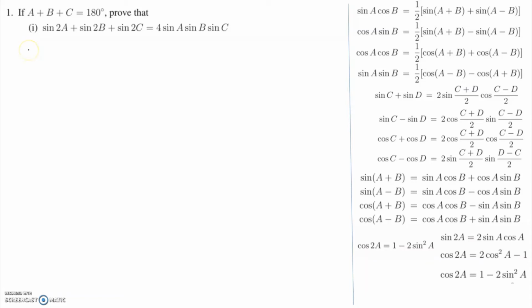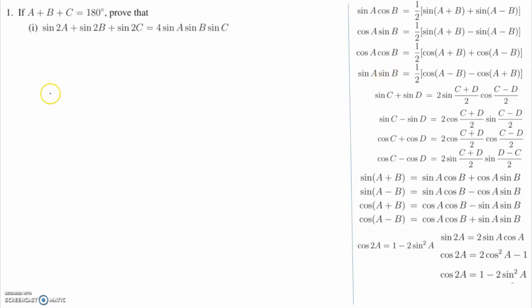In this video, we will solve problems from exercise 3.7. Question number 1. If a plus b plus c is equal to 180 degrees, prove that sine 2a plus sine 2b plus sine 2c is equal to 4 times sine a, sine b, sine c. We have the full set of formulas here that we'll be using in this problem.